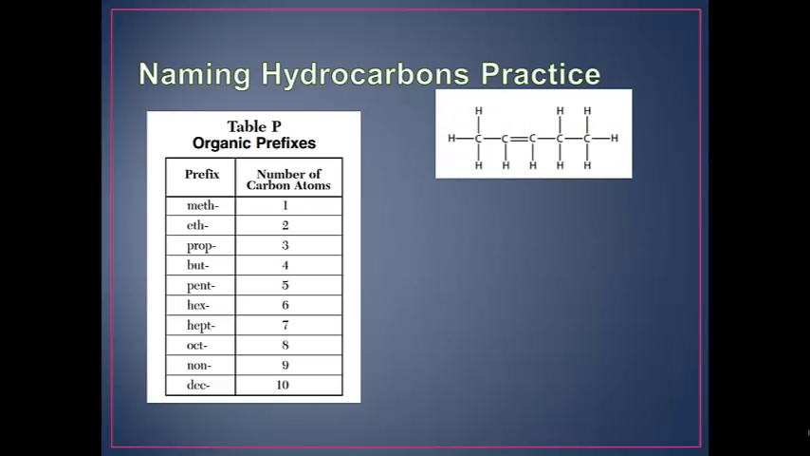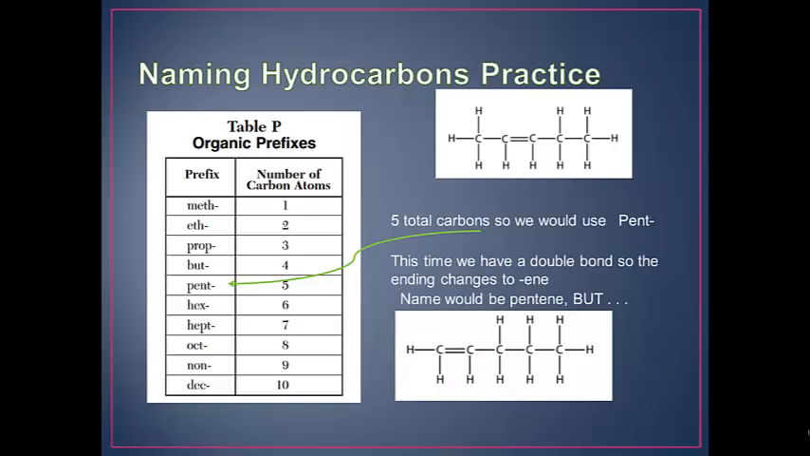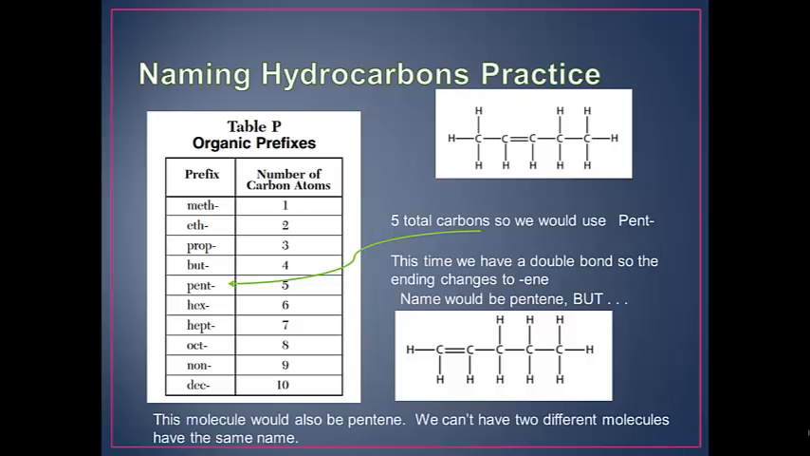This one also has 5 carbons, so it's still going to be using pent, but now it's got a double bond, so we would not use the ane ending, we would use the ene ending. But this one would also be called pentene. We cannot have 2 different molecules with the same name because they do not behave the same. They have different boiling points. They behave differently in chemical reactions, so it needs a different name.